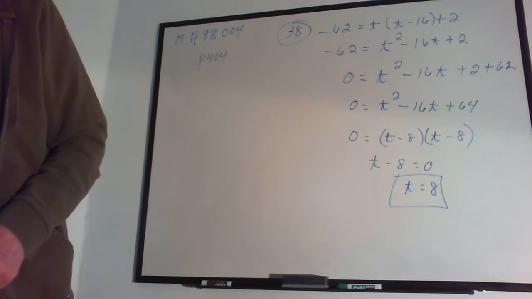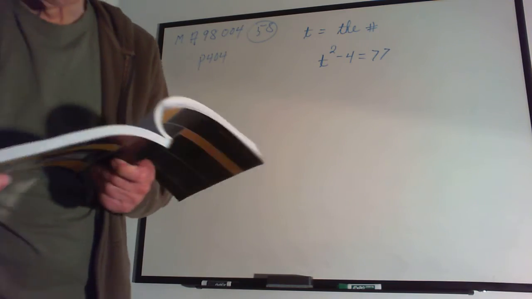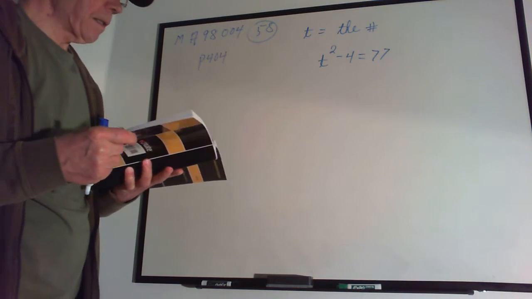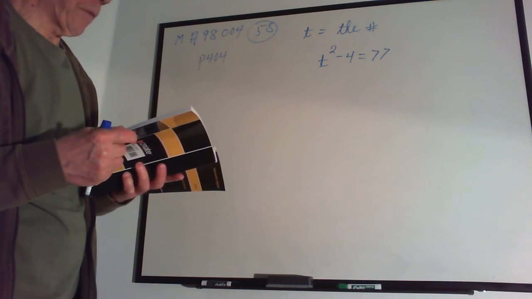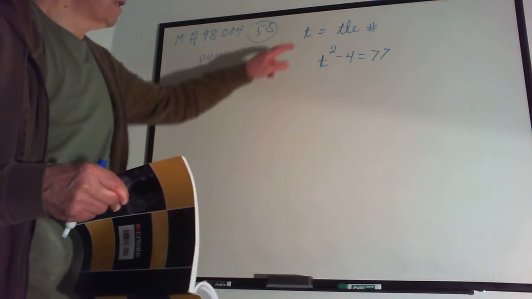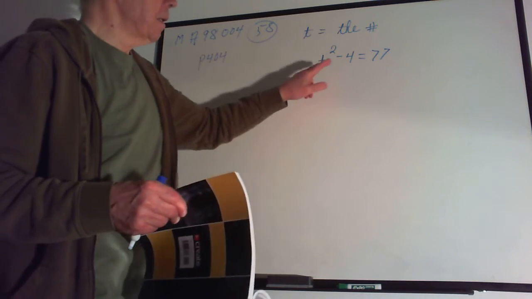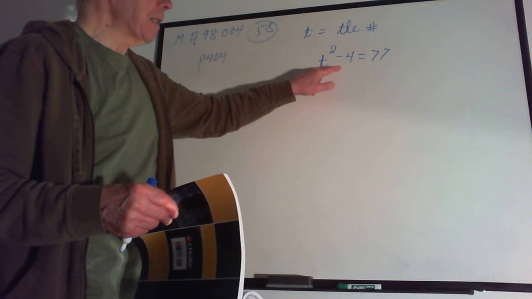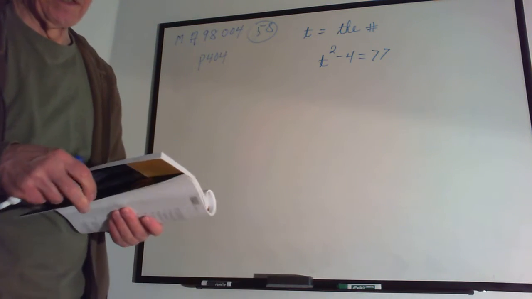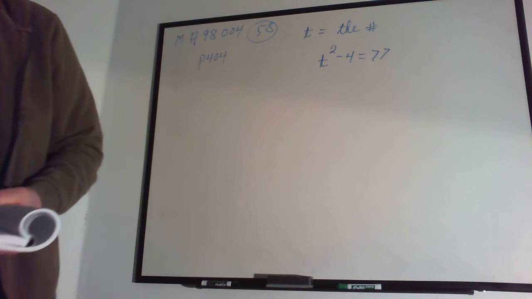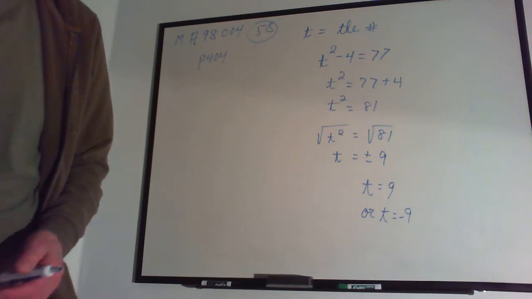Let's take a look at number 58. All right, it says 4 less than the square of a number is 77. Find all such numbers. If t is the number, t squared minus 4 equals 77. So go ahead and solve that, please. See what you get.